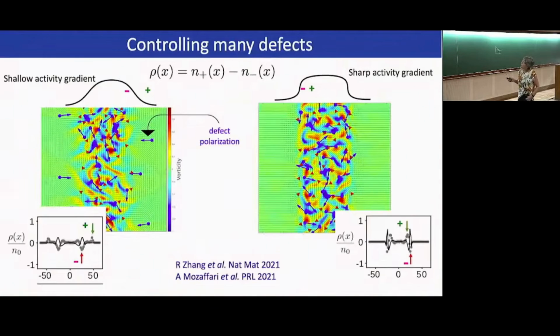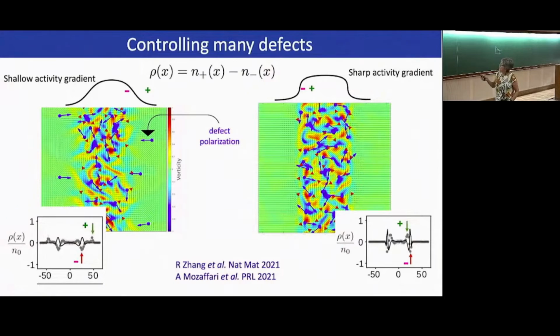Okay, so we can move around defects one at a time. What about having many defects? What we've done here are numerical results obtained by simulating the full hydrodynamic equations. There is a system which has a strip of activity with a profile as shown here. And what is plotted down here is the charge density of plus defects minus density of minus defects.